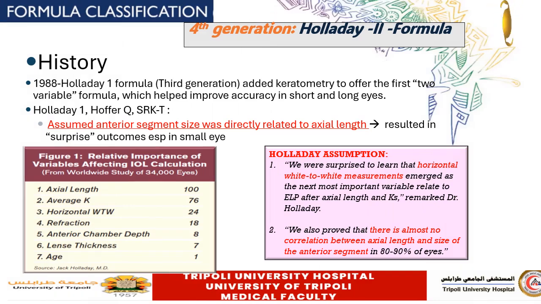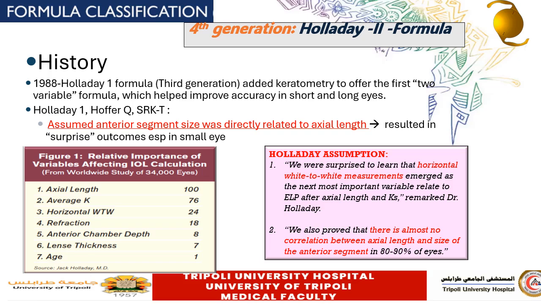When we revise the history and evolution of the IOL calculation formulas, the third generation formulae, which were adopted over a long period of time, mainly depended on two variables: the axial length, which is the main source of error in determining the effective lens position, and the keratometry. This was a misinterpretation and led to some surprises, especially in short and long eyes.